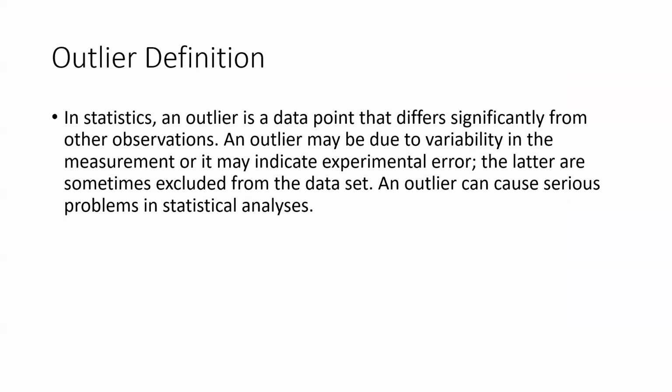In statistics, an outlier is a data point that differs significantly from other observations. An outlier may be due to variability in the measurements, or it may indicate an experimental error. The latter are sometimes excluded from the dataset. An outlier can cause serious problems in statistical analysis.